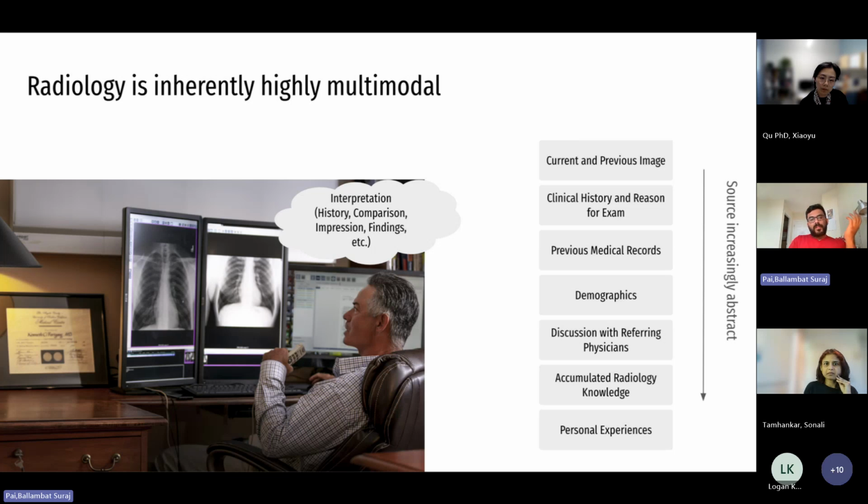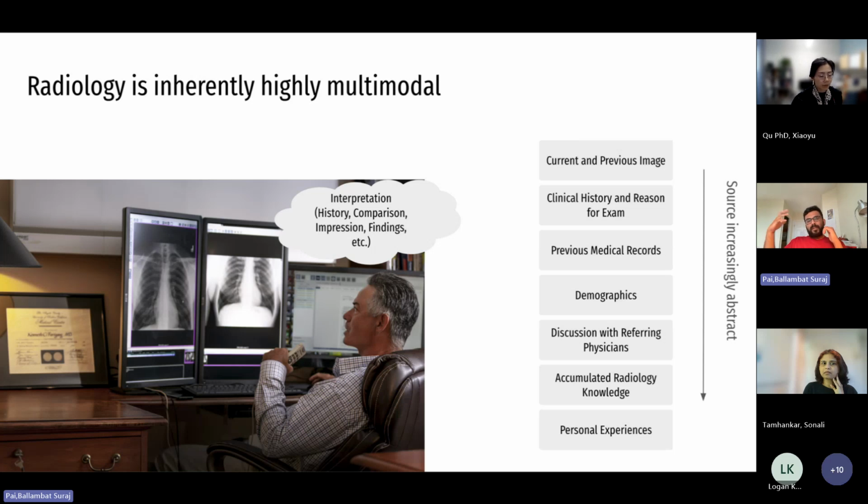Now, if you look at how the process flow happens in radiology, with a radiologist trying to come up with an interpretation of an image, which might consist of the patient history, what you would find as a comparison with the previous image, their impressions, their findings. This is a very multimodal process, and what I mean by multimodal is it involves a lot of different sources of data or different sorts of processes to generate this final output.